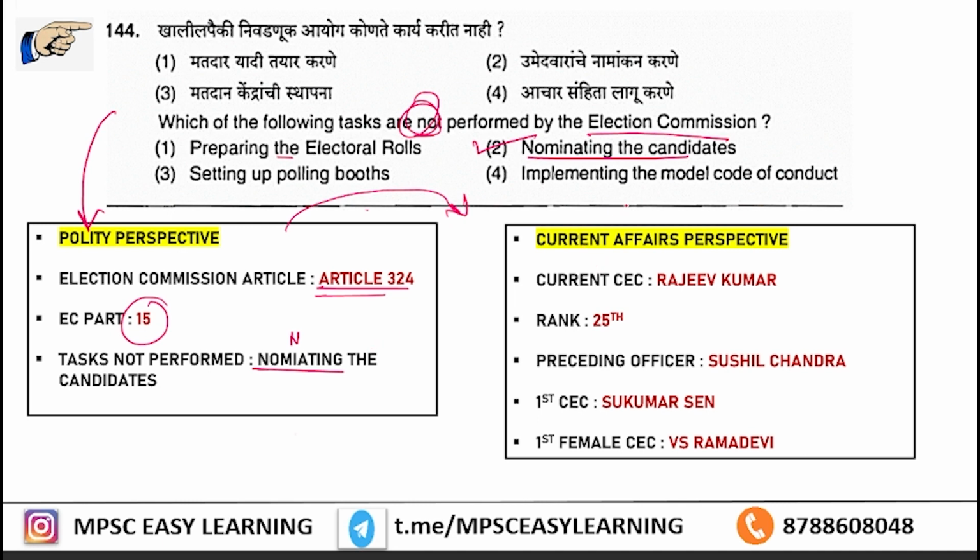This is important from current affairs perspective. Who is the current Chief Election Commissioner? Please note, already asked. So the current Chief Election Commissioner is Rajiv Kumar, और ये है आपके 25th Chief Election Commissioner. The preceding officer was Sushil Chandra, means ये है 24th. तो फर्स्ट कौन थे? फर्स्ट थे सुकुमार सेन, एंड द फर्स्ट फीमेल चीफ इलेक्शन कमिश्नर वाज VS रमा देवी. ठीक है, ये आपको ज़रूर ध्यान में रखना है.